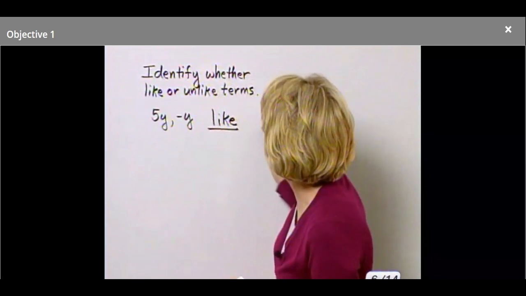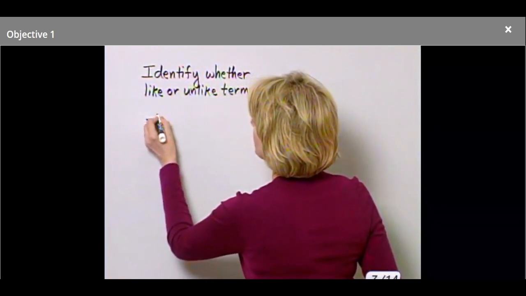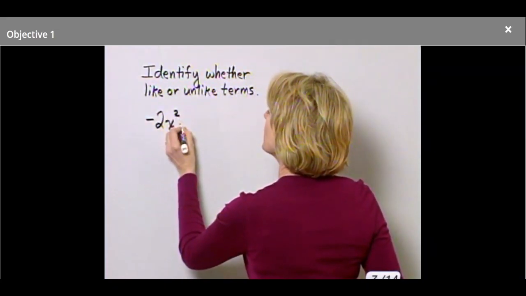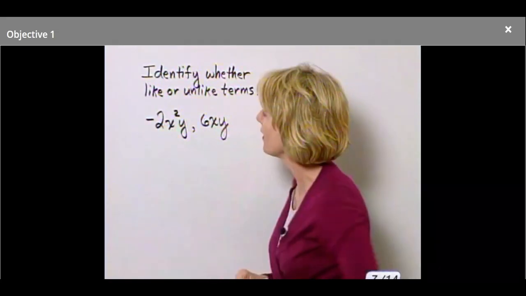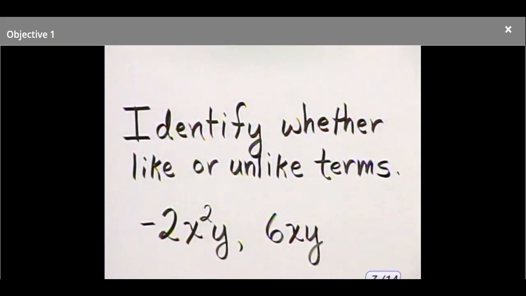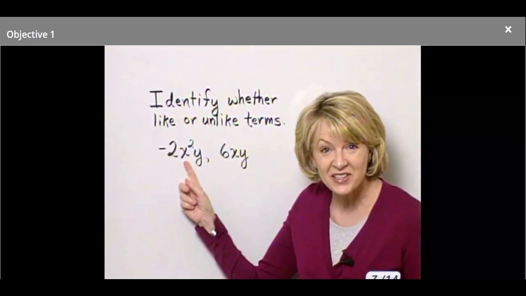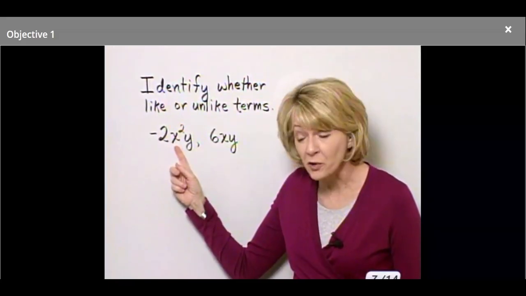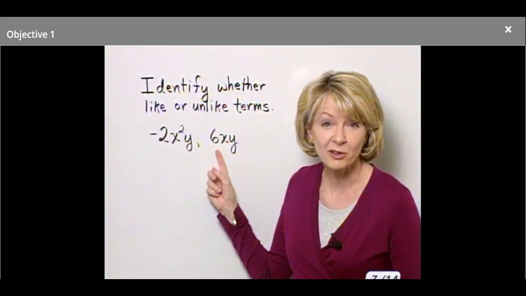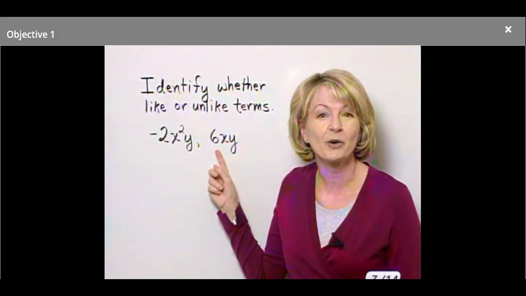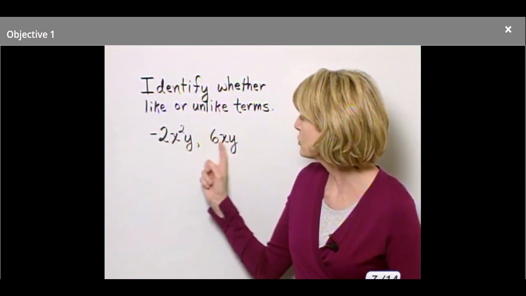Let's try that again. Let's look at a pair of terms. Suppose I have negative 2x squared y and 6xy. This is a term and this is a term. Now, by the way, what is the numerical coefficient of this term? The numerical coefficient of this term is negative 2. And what is the coefficient of this term? It is 6.